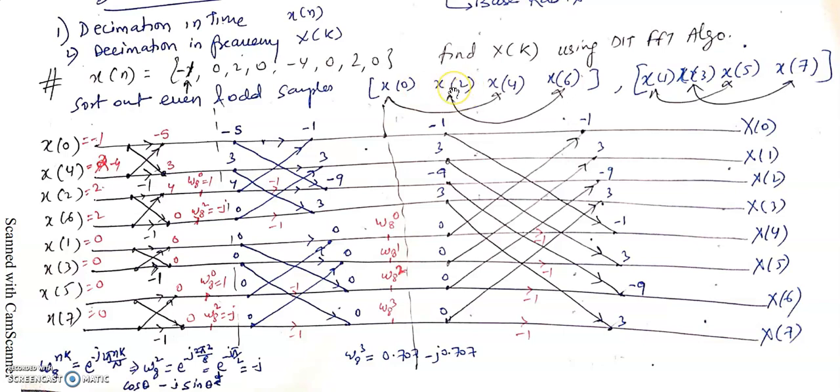So what is decimation? There are two things: one is decimation and another is interpolation.